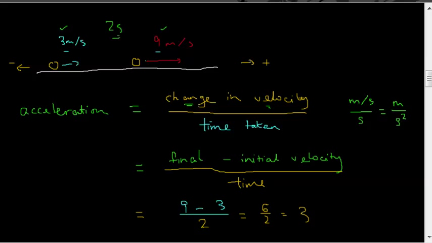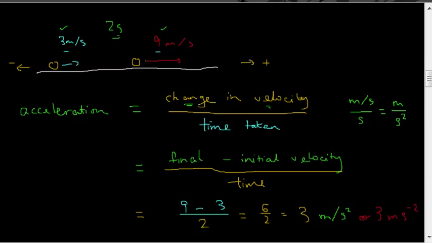Now that's a bit cumbersome to write. We could write it like how we write the units for velocity, meters per second, so instead we have meters per second squared. It can also be written as meters s to the power minus 2. So the answer is 3 meters per second squared.